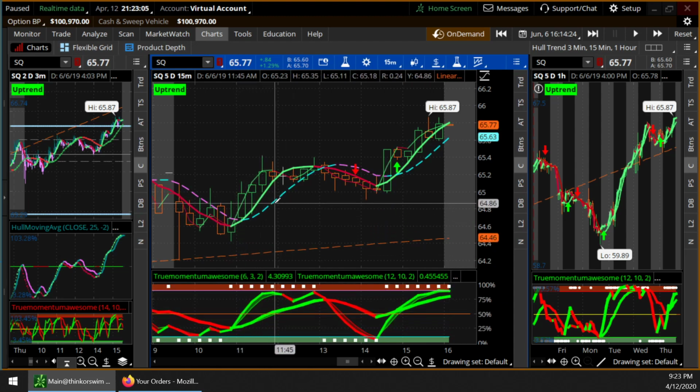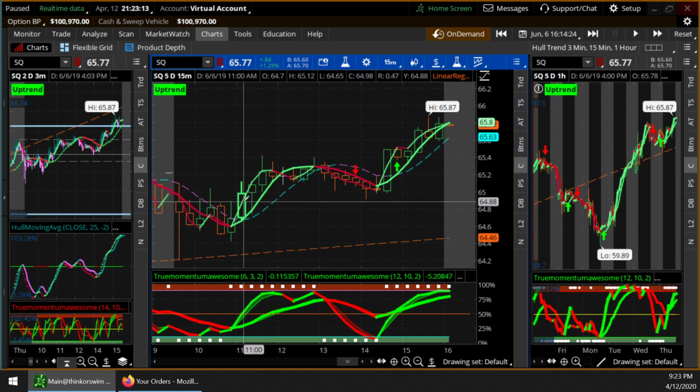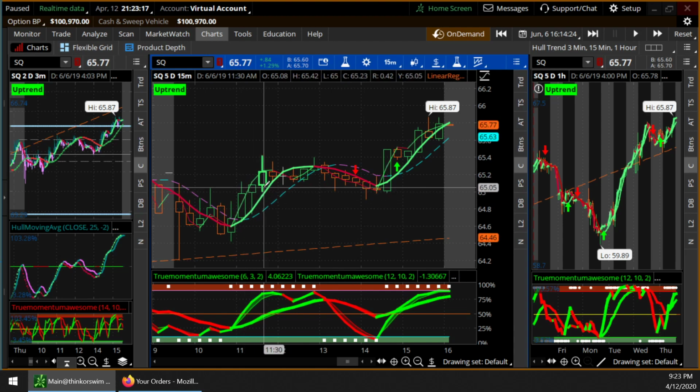Everything's green here. Your 17, your trending average is green. Your 10 haul, your medium trending average is green, and your four haul, your short trending average is green. So you grab your call, you ride it up to here. It starts to turn red. You go ahead and sell out of it, or you hold it until your true momentum.